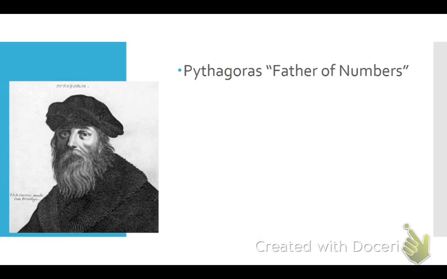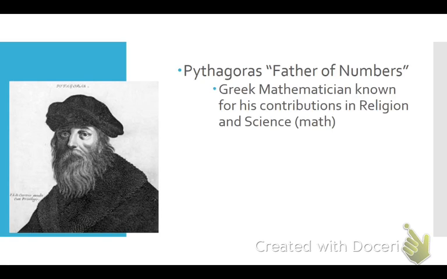Okay, so we're going to talk about Pythagoras first, because if you discovered something in math or whatever, I think you would want to be talked about as well. He is the father of numbers. He is a very odd person. He is a Greek mathematician known for his contributions in religion and science. Whenever you see science, they're talking about math. So we know him for his math contributions. He has a really weird religion cult idea. So I'll actually explain that to you.